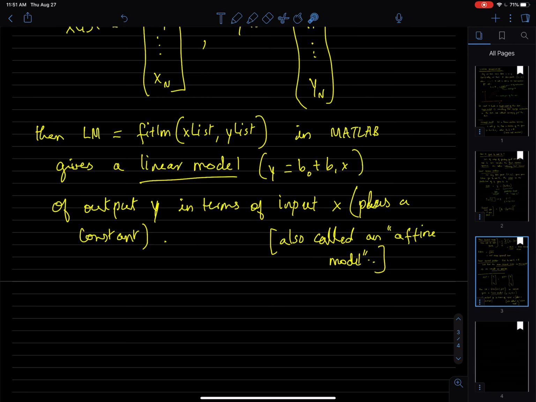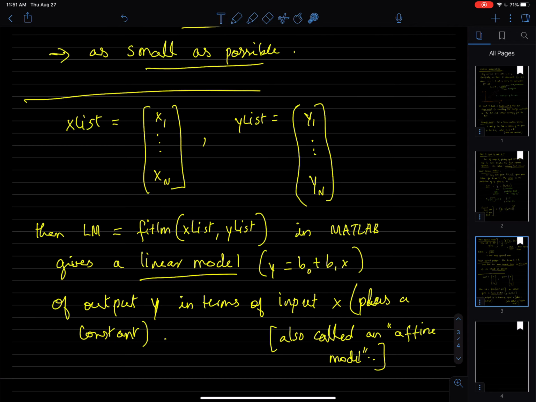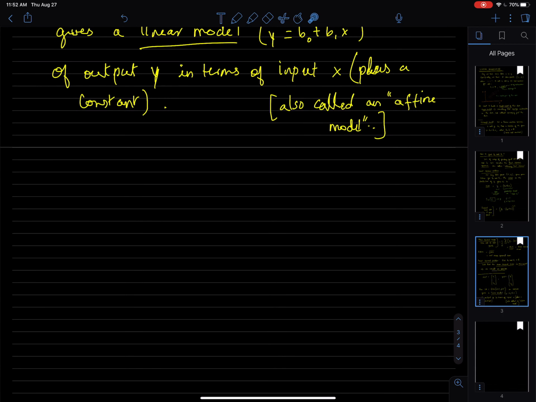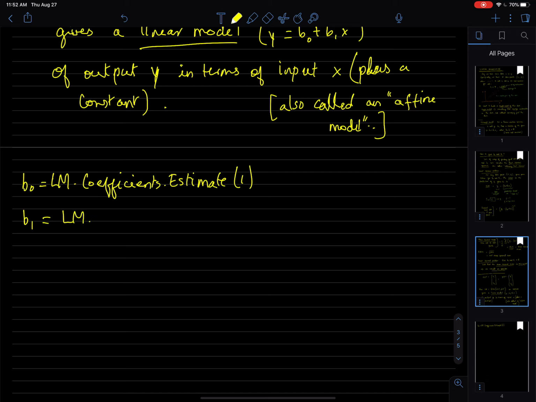So we've already seen how to use fitlm to derive a linear model, namely b naught and b1. In MATLAB, we already saw that b naught equals lm.Coefficients.Estimate(1), and b1 equals lm.Coefficients.Estimate(2). So that is it. We can solve this least squares problem just using this function.